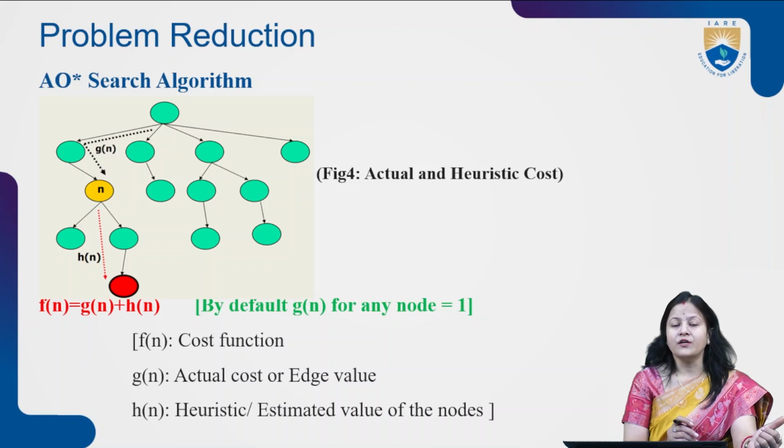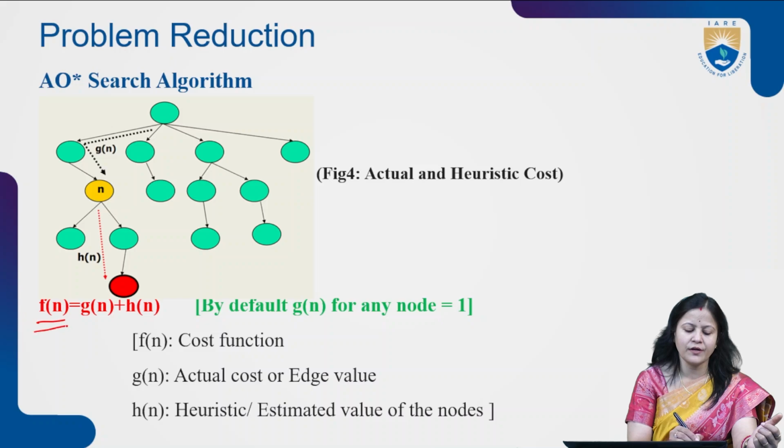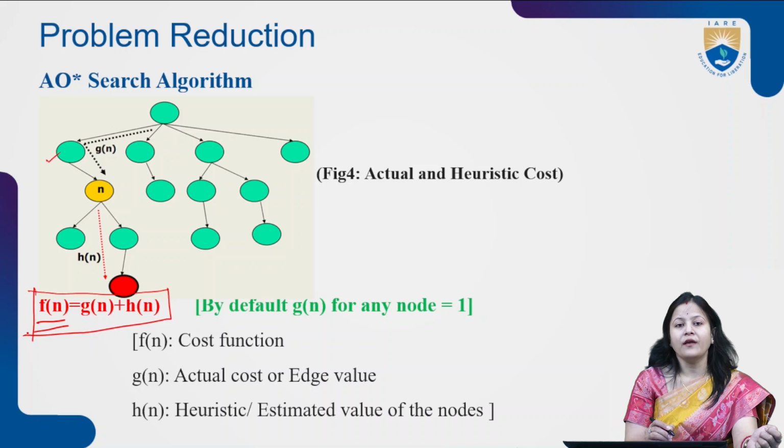Because one of the functions used here is called the cost function, which is denoted as f of n. We have to find out the cost of each node. How to find out the cost of each node? So this is the formula: f of n is equal to g of n plus h of n, where g of n is the actual cost and h of n is the heuristic cost.